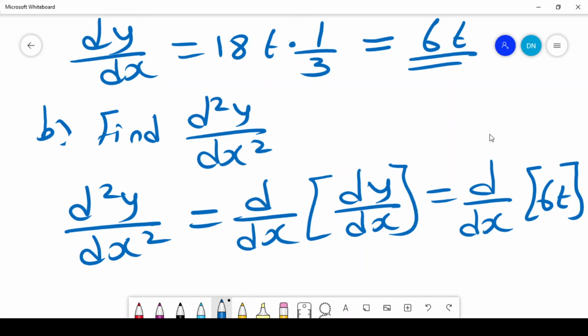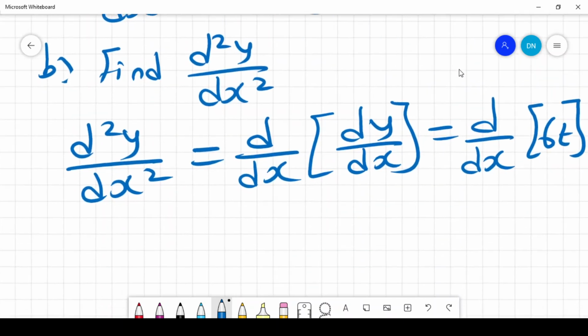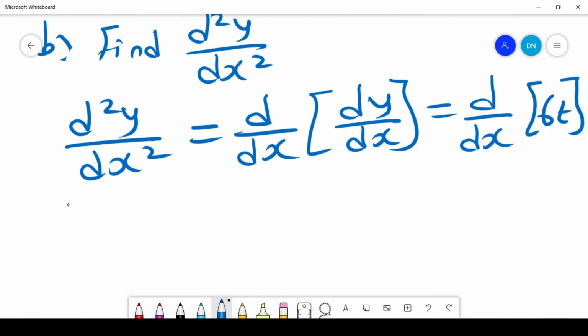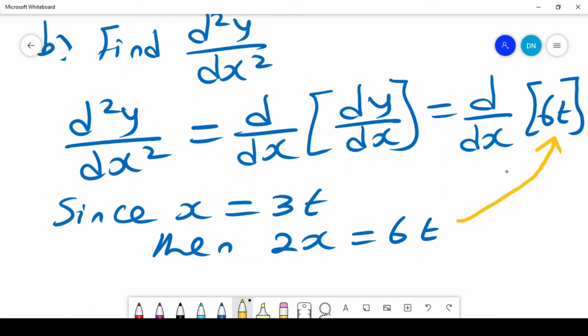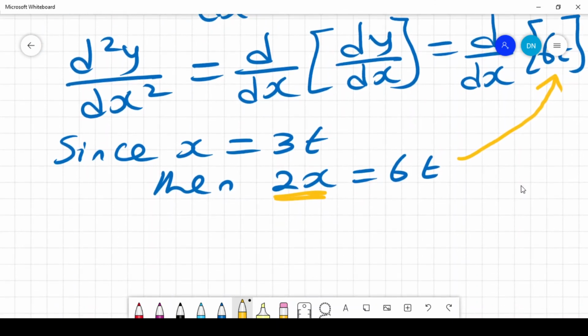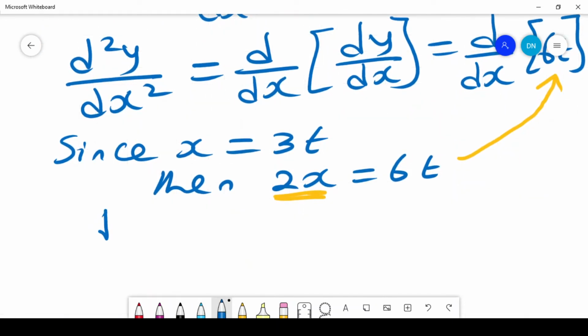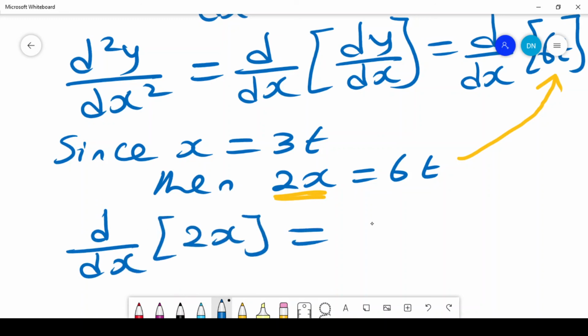Now, what is easier? I could use the implicit method, or I could say that since x equals 3t, then 2x will be equal to 6t. I just multiply by 2. So whenever there is a 6t, I'm going to replace it with 2x. So then I could say d dx, instead of 6t, I'll say 2x. And that should give me a solution of 2. That would be the answer for that.